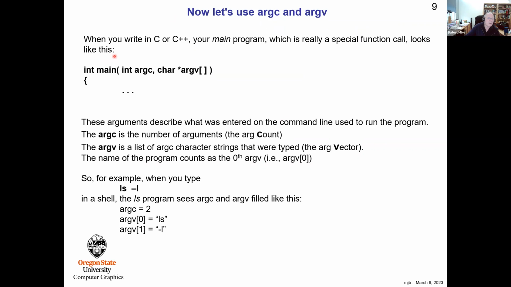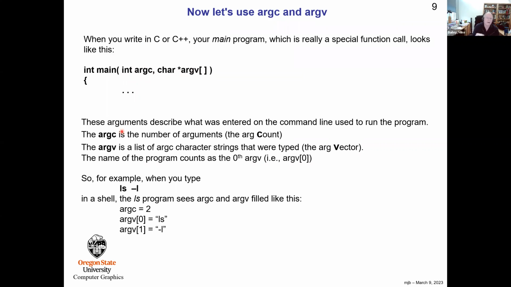When you make your C programs, they really are supposed to have these 2 arguments. Sometimes you just leave them out. You say main paren paren, but they're supposed to have this. And argc is the argument count. How many things are on the command line?